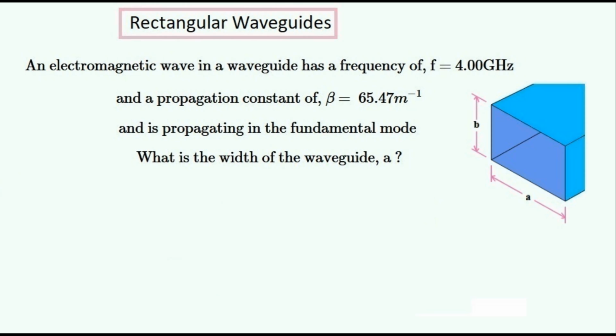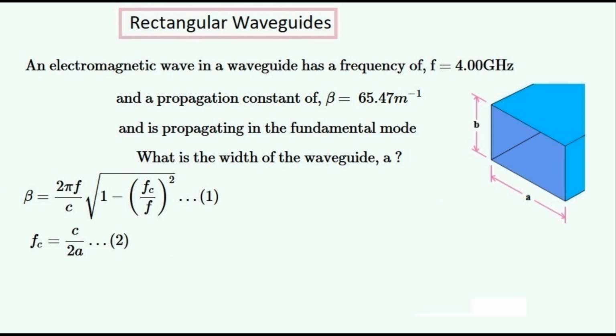Here's another question asking us to find the value of A, this time from some other variables. One is the frequency of the wave guided by this waveguide, and the other is its propagation constant. This is the equation for the propagation constant, which is beta, so it is propagating as a wave and not undergoing exponential decay. This is the cutoff frequency for the fundamental mode.